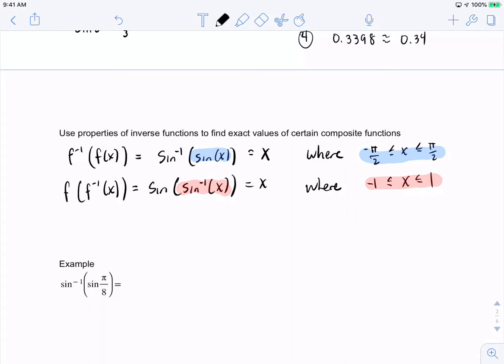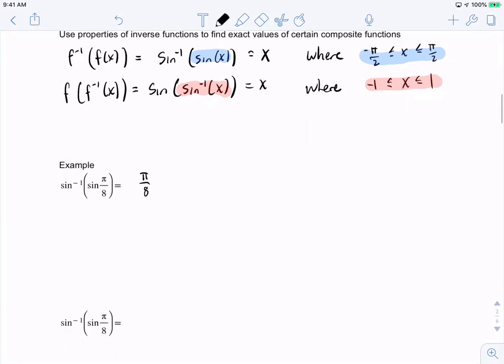So in this example that we have here, we see that the restriction is going to be from negative pi over 2 to pi over 2. And since they're restrictions of each other, we're going to get pi over 8. So that's pretty satisfying. It's easy.